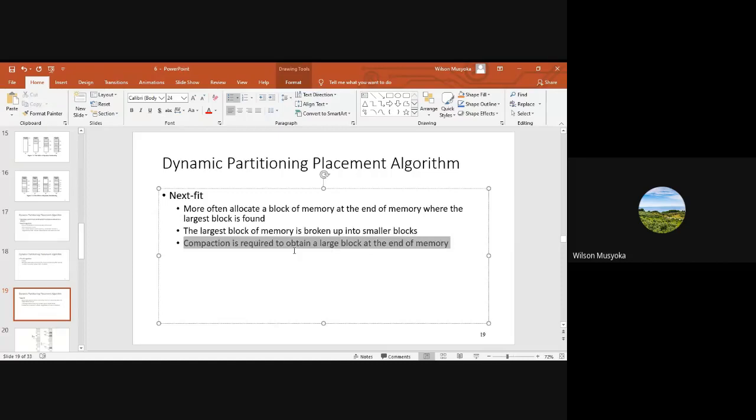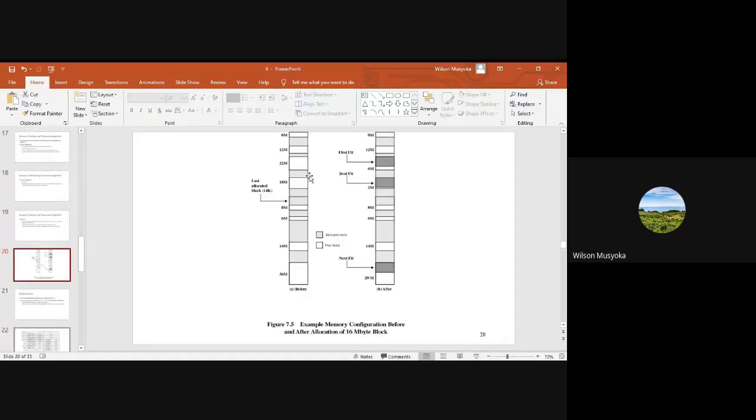And then we are saying also in this one, compaction is required to obtain a large block at the end of the memory. So what will happen, the operating system will keep on refreshing so that it can check. That is, it periodically keeps on checking the memory. If a process has finished operating, then what does it do? It does compaction. Compaction is just like pushing these processes towards one side so that available memory is left on the other side. And this is what is happening, what we are calling now the last allocated block.